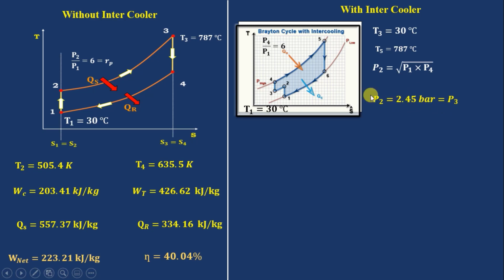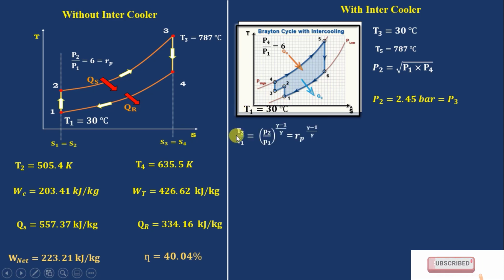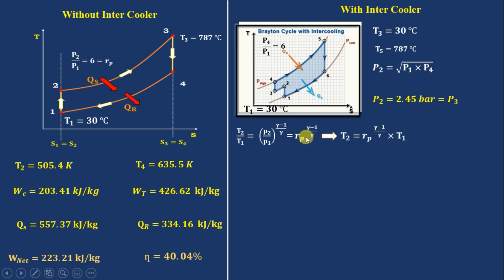Remember all this. Now we will discuss the LP compressor, that is the low pressure compressor. From the isentropic relation, T2 divided by T1 is equal to P2 divided by P1 whole power gamma minus 1 divided by gamma. P2 divided by P1 can be written as Rp, the pressure ratio. So T2 is equal to Rp whole power gamma minus 1 divided by gamma into T1. Rp is 2.45, because P1 is 1 bar, gamma is 1.4, and T1 is 30 degrees Celsius given in the question, converted into Kelvin by adding 273 gives 303 Kelvin. Then T2 becomes 391.4 Kelvin.